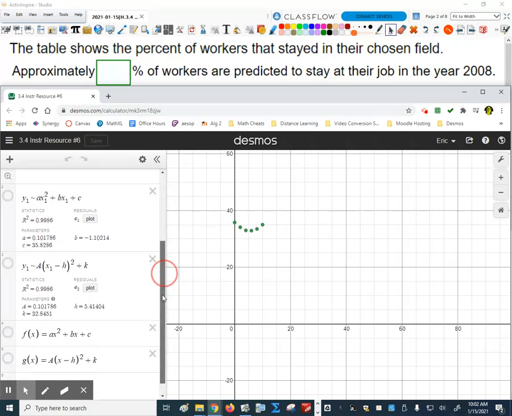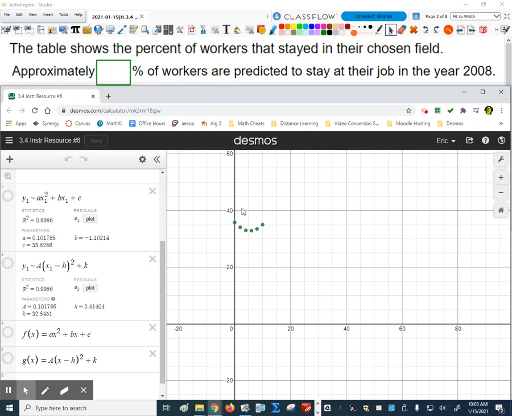We could also do it down here with a vertex form if we wanted to, right? Because I've already used the lowercase a, I used the uppercase A, but I just set this up as y1 tilde A times the quantity x1 minus h squared plus k. And Desmos will pick the values of those parameters, uppercase A, h, and k, to best fit our data. And unsurprisingly, we got the same strength of correlation here, right? Because it's the same data set, and these are just two different ways of saying the same thing, a quadratic equation.